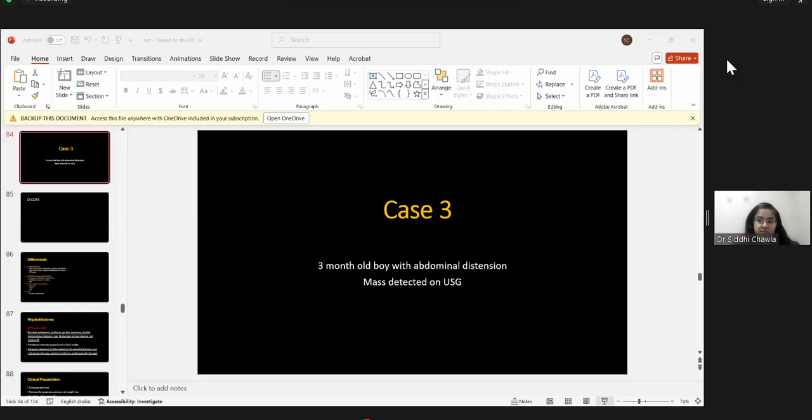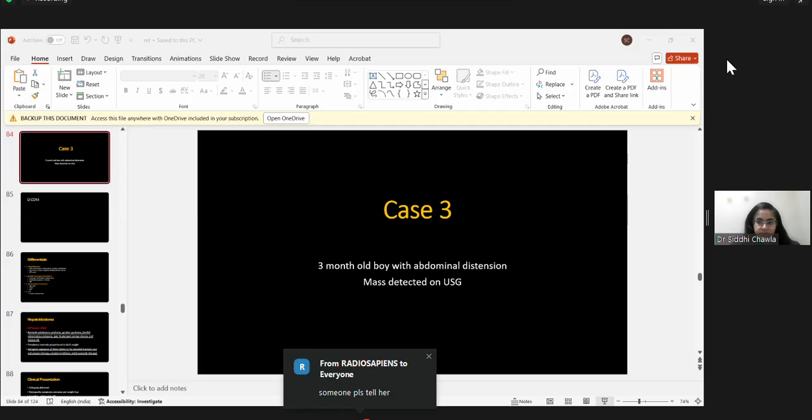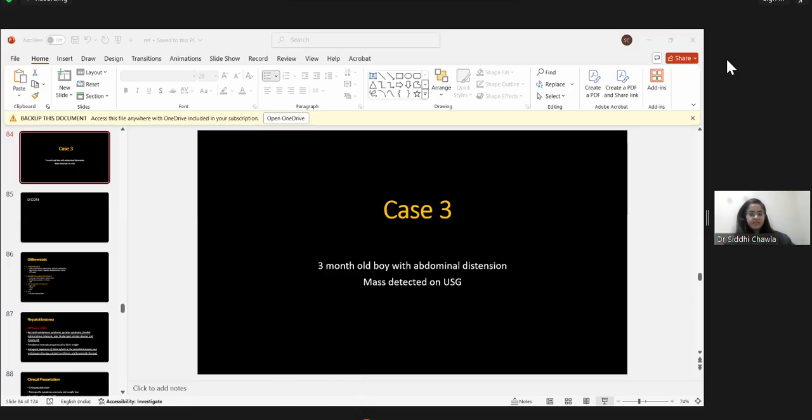And we have this heterogeneously enhancing solid soft tissue lesion. This is the portal radical. This is the stomach. This is the rest of the liver. Okay, so images are not visible. Okay. So I'll just share it again. Just wait.